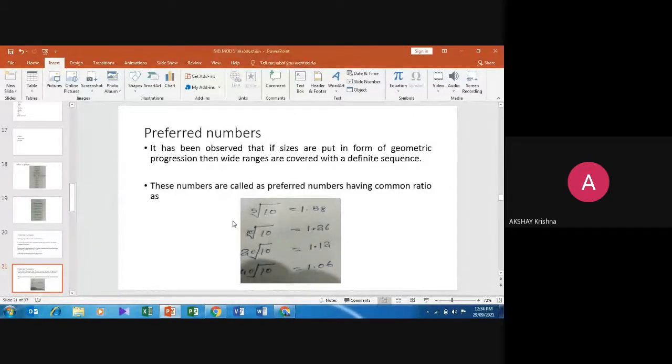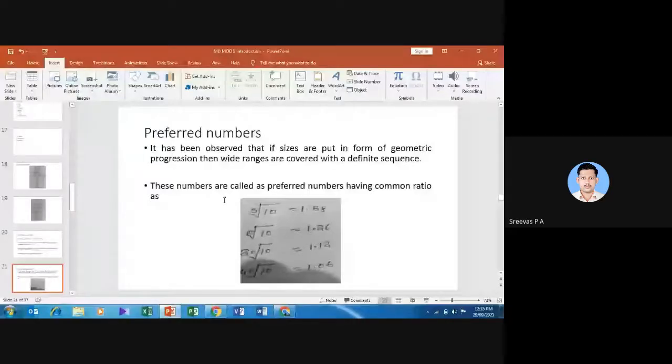Okay. So I have said that preferred numbers are a set of numbers. The R10 series is also there. That is also a collection of huge numbers. R20 series is there. That is also a collection of numbers. R40 series is there. That is also a collection of numbers.